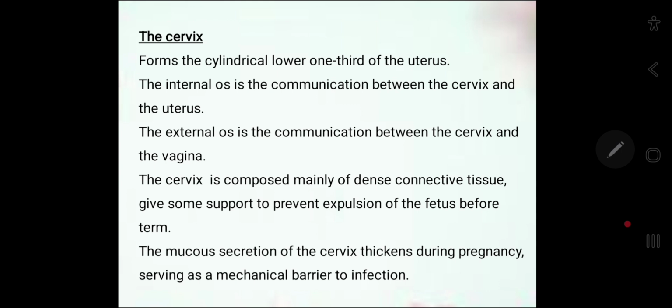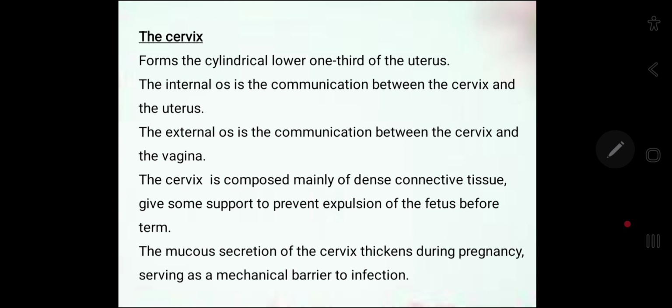The second organ in the internal genitalia is the cervix. The cervix is the cylindrical lower one-third of the uterus. It's a part of the uterus in between the body of the uterus and the vagina. The internal os is the communication between the cervix and the uterus, while the external os communicates between the cervix and the vagina. The cervix is composed mainly of connective tissue. This gives support to prevent expulsion of the fetus before term and provides support to the growing uterus.